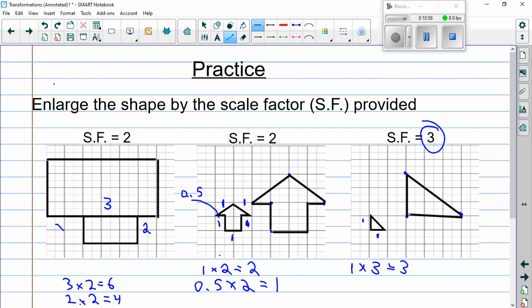Right. So at this point, we are done enlarging on a grid. I will see you in the next video where we continue on enlarging.